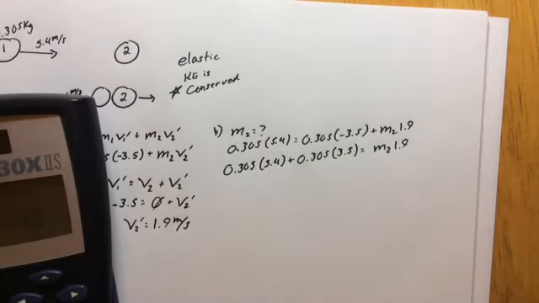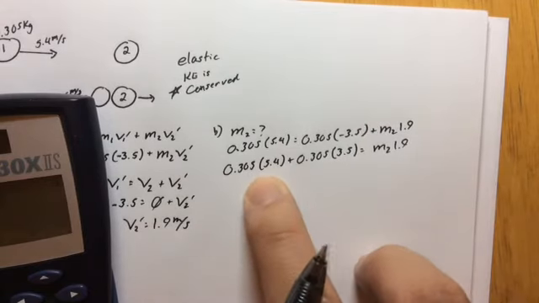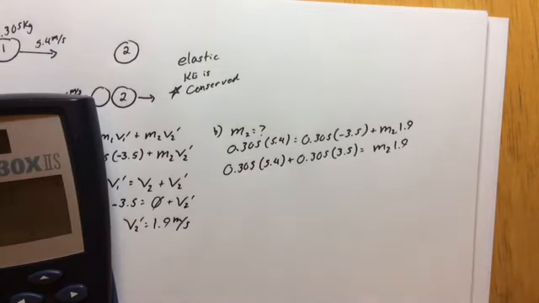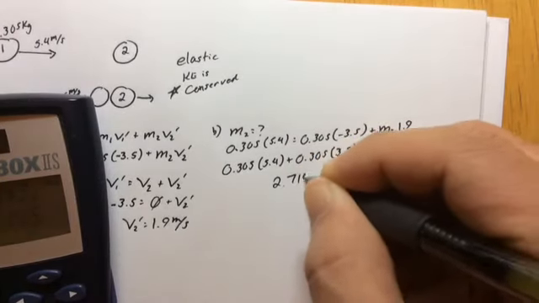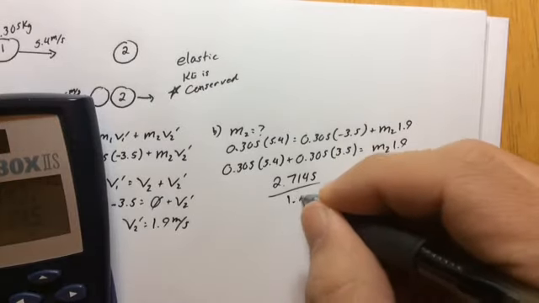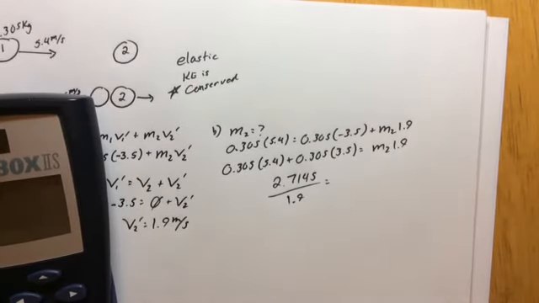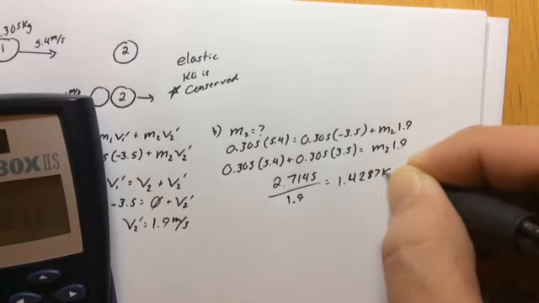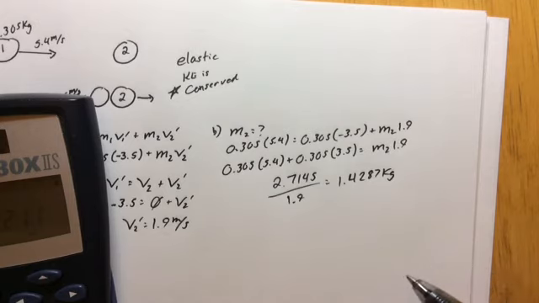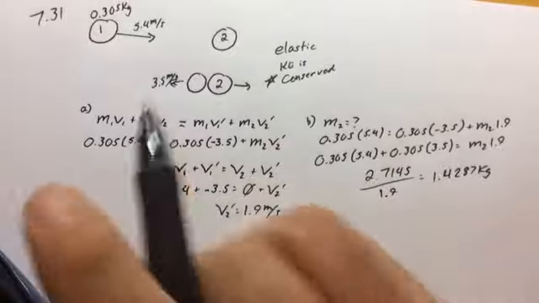So let me find a sum on the left side. 0.305 times 5.4 plus 0.305 times 3.5 gives 2.7145. 2.7145 divided by 1.9 gives me a mass of 1.4287 kilograms, and we're done. That's it. Yep. Elastic, magical equation.